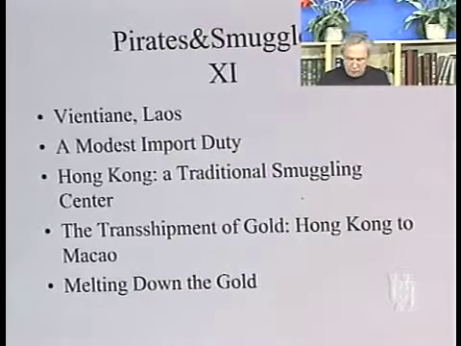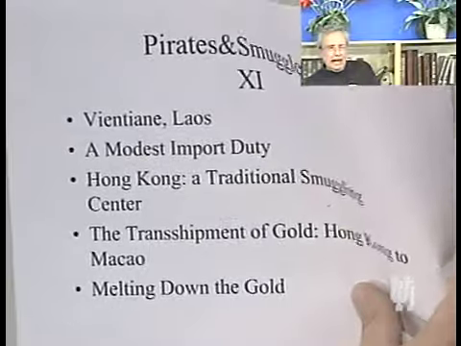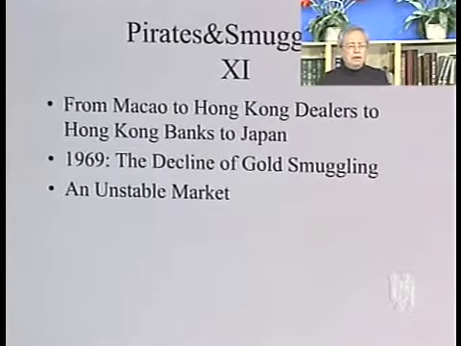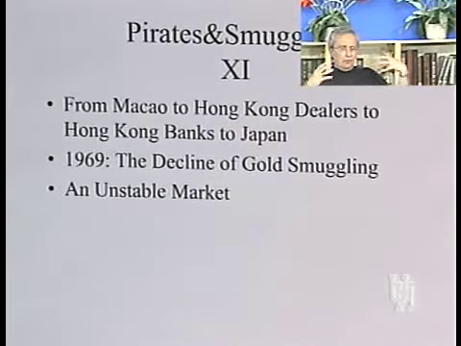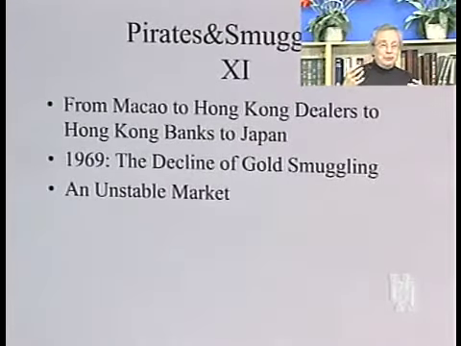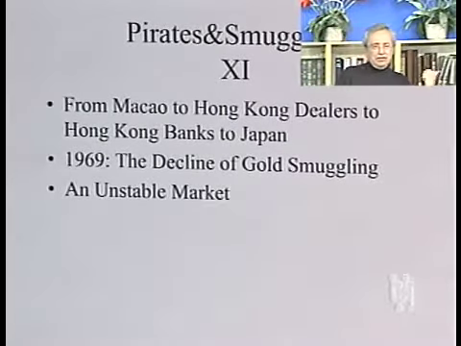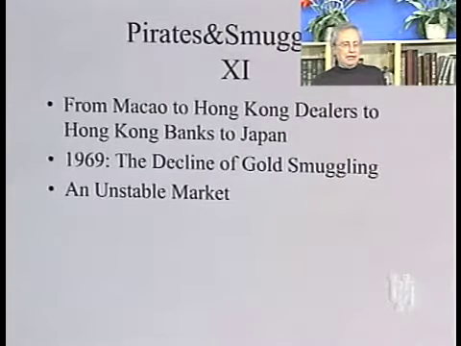And from there, the gold, now in small disc form, would be deposited in banks. And from these banks, the gold would then be shipped to places like Japan, other parts of Southeast Asia, Indonesia, etc. So Hong Kong and Macau have this sort of special industrial relationship where Hong Kong gets the gold smuggled in ingots. They're then melted down, turned into discs that can be easily smuggled.